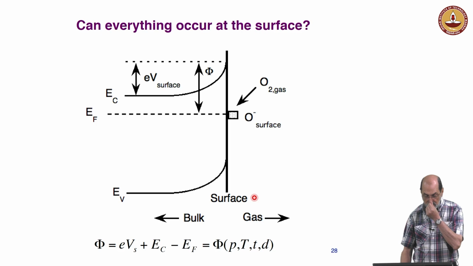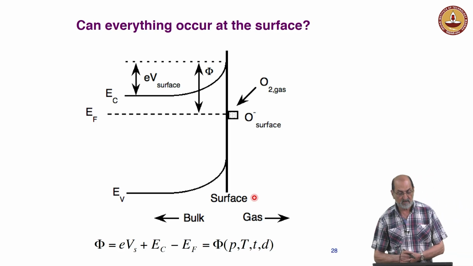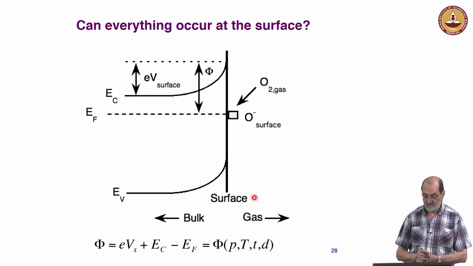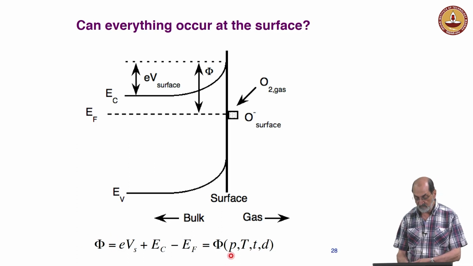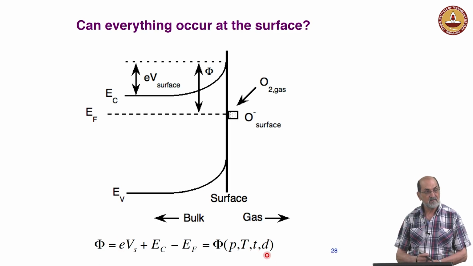Okay, so this picture again. Could what we observe be explained just by considering that everything takes place at the surface? That is, could the barrier height change depending on pressure, temperature, time, and size of the grains? Well, people in the literature believe that this is possible. We think it's not possible.